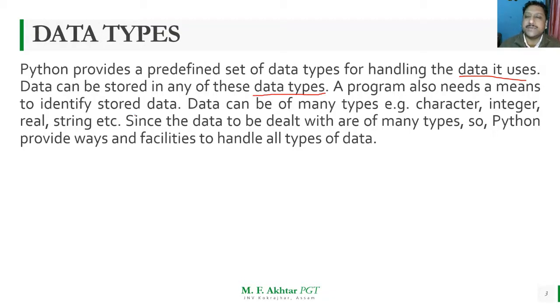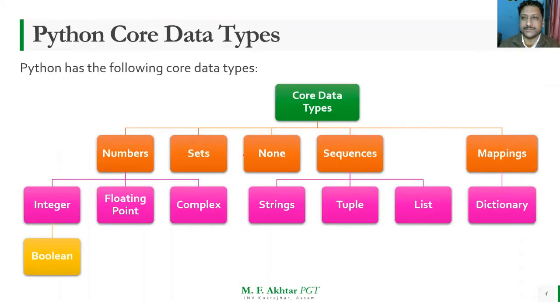A program also needs a means to identify stored data. These data types help Python understand which type of data we are going to handle, or which type of data is going to be processed. Data can be of many types, for example character, integer, real, string. Since the data to be dealt with are of many types, Python provides ways and facilities to handle all types of data. Python has these core data types.